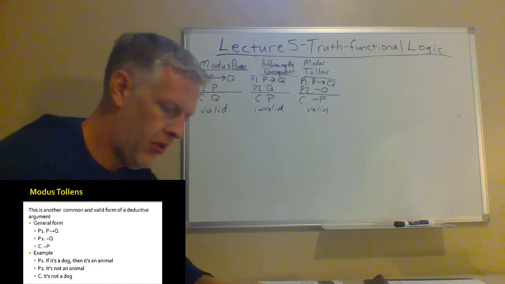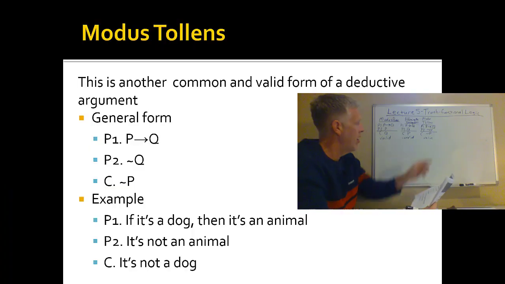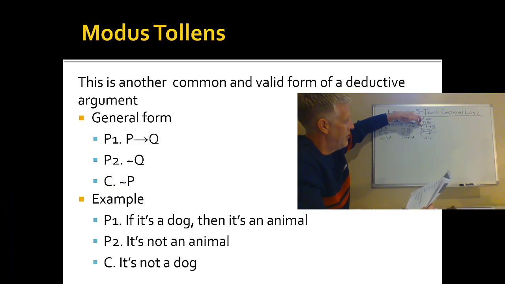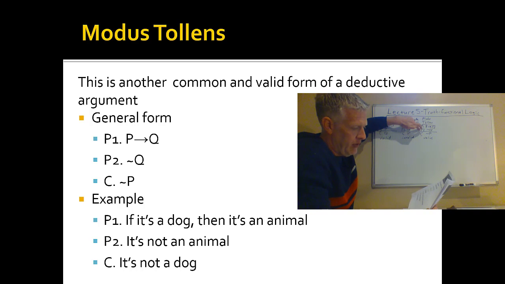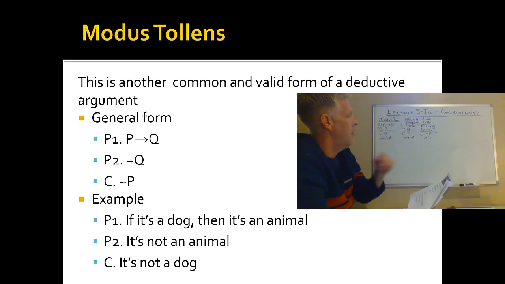So I give you an example on the bottom of slide 15. If it's a dog, then it's an animal, and then we're told, hey, it's not an animal, then it can't be a dog. It's not a dog. That makes sense, right? If it's true that if it's a dog, then it's an animal, and if it's true it's not an animal, then it's going to be true it's not a dog. That conclusion can't be false. That's why it's valid.